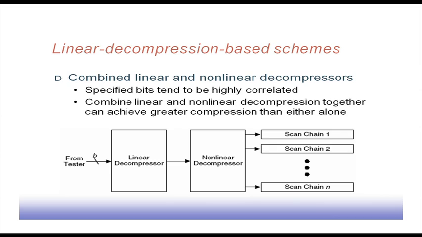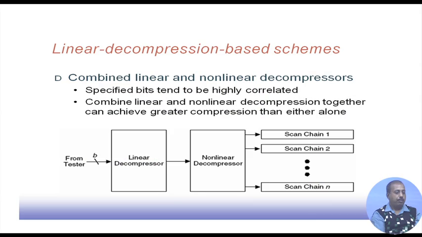So, if we are doing a linear decompression, then if we take, say, the difference of two successive patterns, that will give rise to a large number of zeros. After this linear decompression has been done, if we do a non-linear decompression, maybe by run length coding or dictionary based coding, there is a chance that we will achieve further compression. So, combining linear and non-linear decompression can achieve greater compression than either of them alone. That way it is going to be helpful.